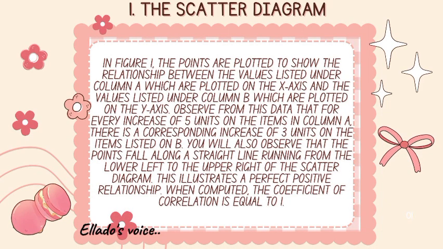1. The scatter diagram. In Figure 1, the points are plotted to show the relationship between the values listed under column A, which are plotted on the x-axis, and the values listed under column B, which are plotted on the y-axis. Observe from this data that for every increase of 5 units of the items in column A, there is a corresponding increase of 3 units of the items listed in B. You will also observe that the points fall along a straight line running from the lower left to the upper right of the scatter diagram. This illustrates a perfect positive relationship. When computed, the coefficient of correlation is equal to 1.